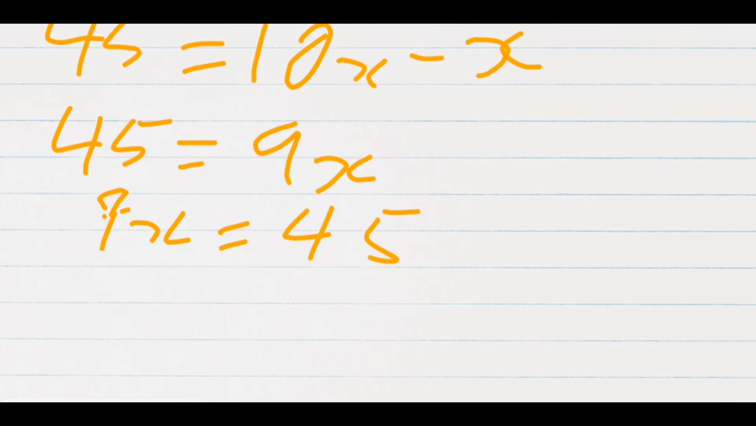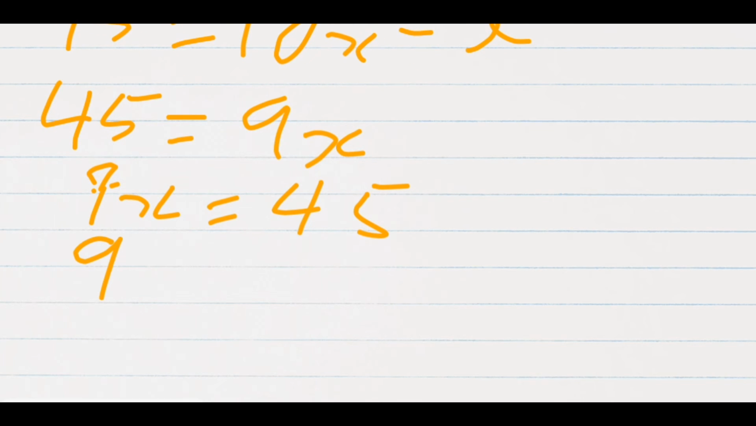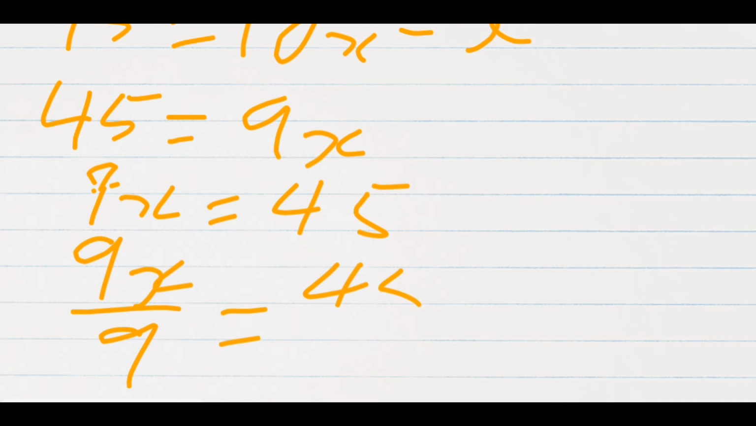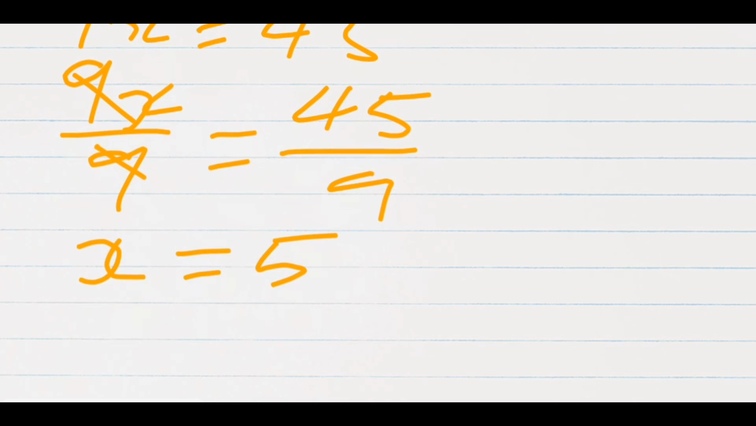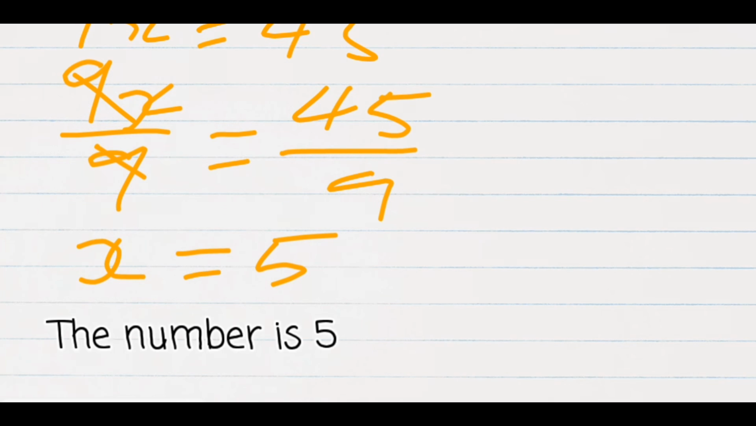Now we're going to divide both sides by 9. 9x divided by 9 is equal to 45 divided by 9. 9 is going to cancel out 9, and 45 divided by 9 is 5. So x is equal to 5. Now at the end of solving word problems, we are going to have to conclude. So the number is 5, and this is our conclusion.